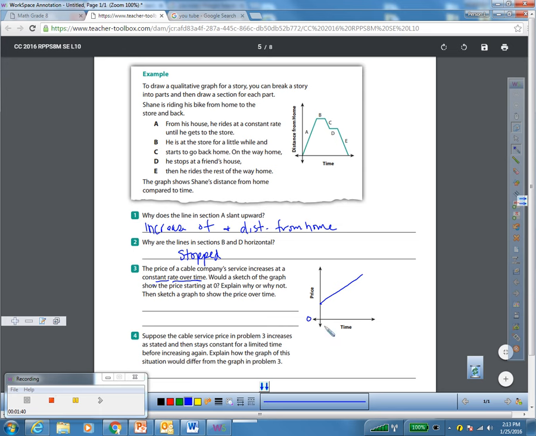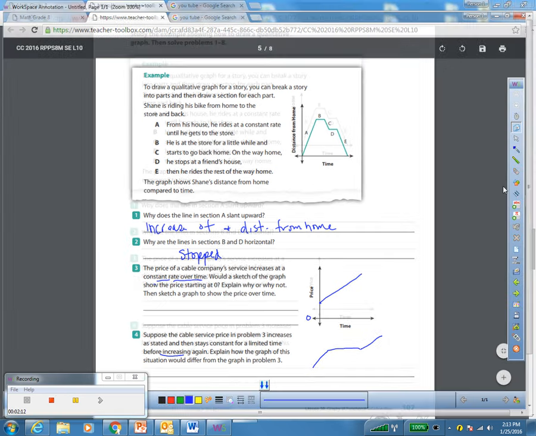Number 4, suppose the cable service price in problem 3 increases, just like it did, and then stays constant. So it would increase, then it would stay constant, so a flat line there. Oops, that's not very flat. And then, before increasing again, it would show another increase. This would be a little different because you would add a flat line to it, a constant rate over time, and then another increase. And you'd explain that on problem 4.